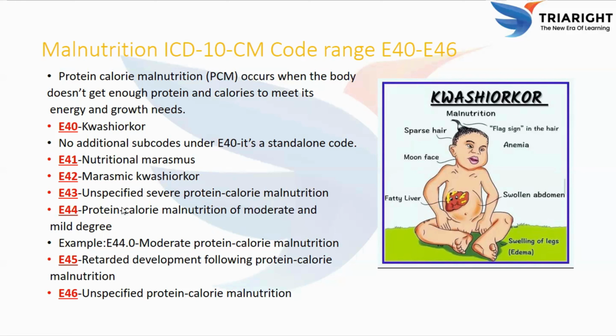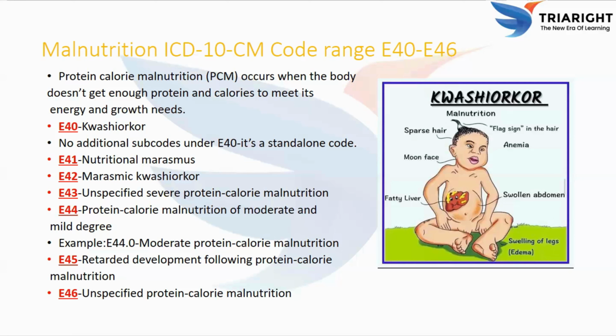And then coming to E43 code, it's an unspecified severe protein calorie malnutrition. This is used when malnutrition is severe but the exact type isn't identified. So E44 is a moderate or mild protein calorie malnutrition. Whenever a mild or moderate protein calorie malnutrition is diagnosed, just assign the code E44.0. What are the symptoms of this moderate protein calorie malnutrition? You can observe slow growth, fatigue, thinness, mild weakness.